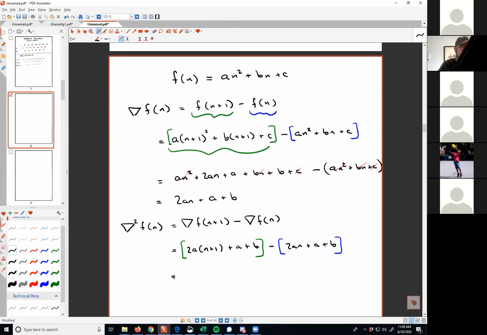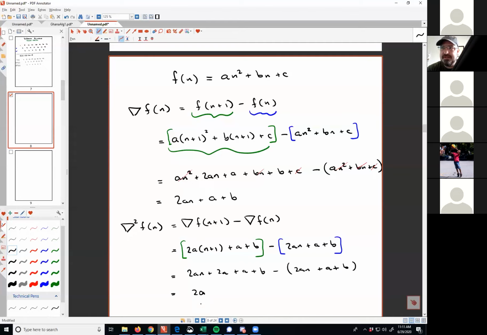What do we get? 2a(n + 1) - 2an. What's that equal to? A. It's equal to 2a. That's it. So we have demonstrated that Salorm's conjecture is true.